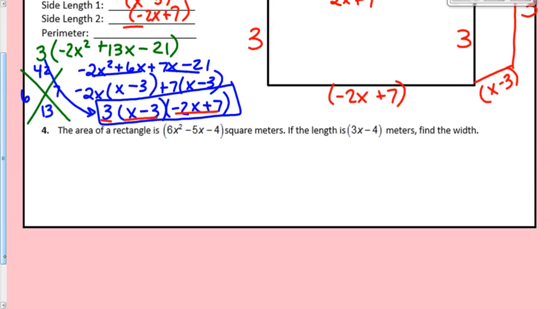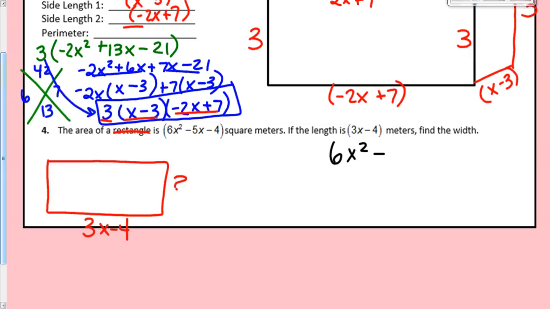So now here's number 4, which is the same type of problem. There's just no picture for you. Now, can you draw one? Absolutely. The area of a rectangle, so draw yourself a rectangle, is 6x squared minus 5x minus 4 square meters. If the length is 3x minus 4, find the width. So really, they've given us half of the problem already. They just want this side length right here. But I still have to go through the whole factoring process to get there, okay? So if you want to pause now and see if you can factor without me, go for it.